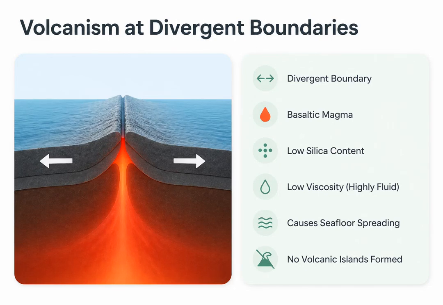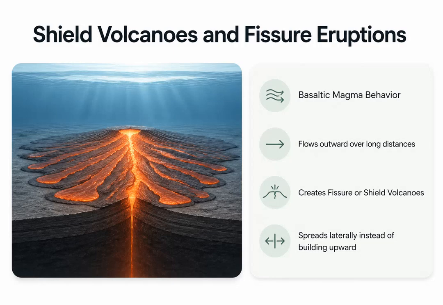A common question is why, despite extensive volcanism, we don't see volcanic islands forming right along these ridges. The answer lies in the type of magma. Divergent boundaries produce basaltic magma, which comes directly from the mantle. This magma has very low silica content, making it highly fluid, or low in viscosity. Because this basaltic magma is so fluid, it doesn't pile up. When it erupts, it flows outward over incredibly long distances before it finally cools and solidifies.